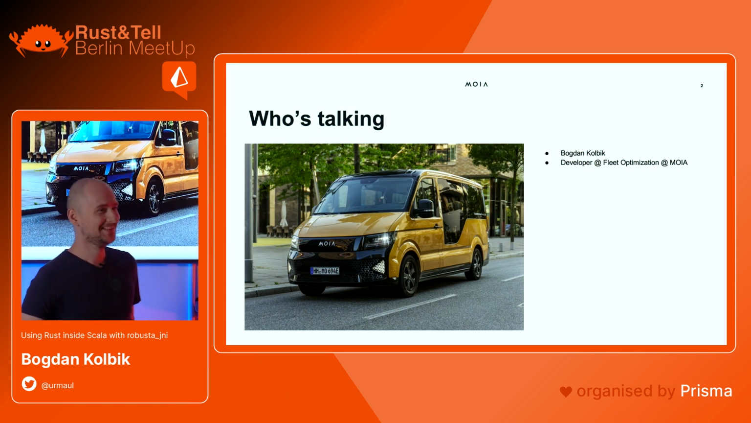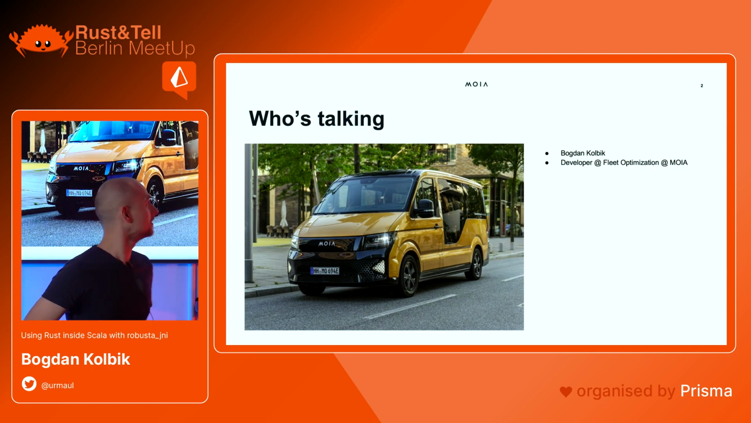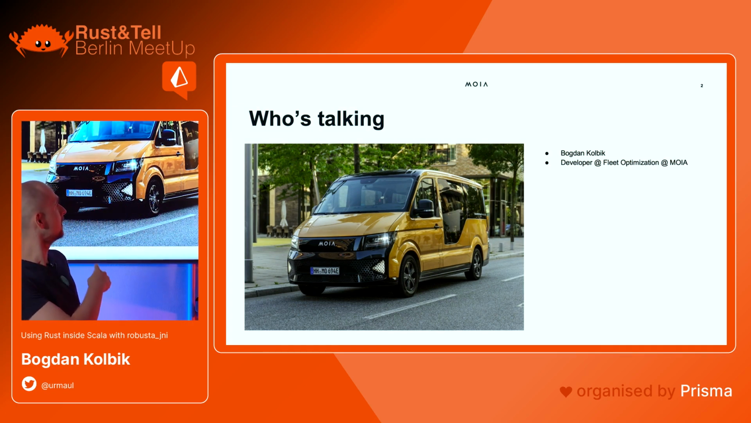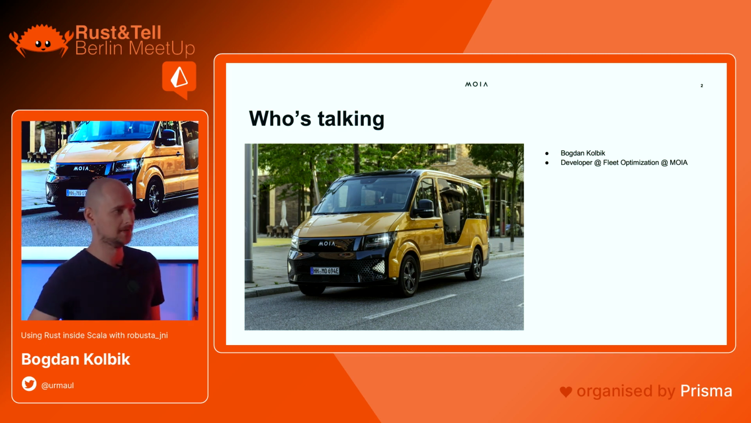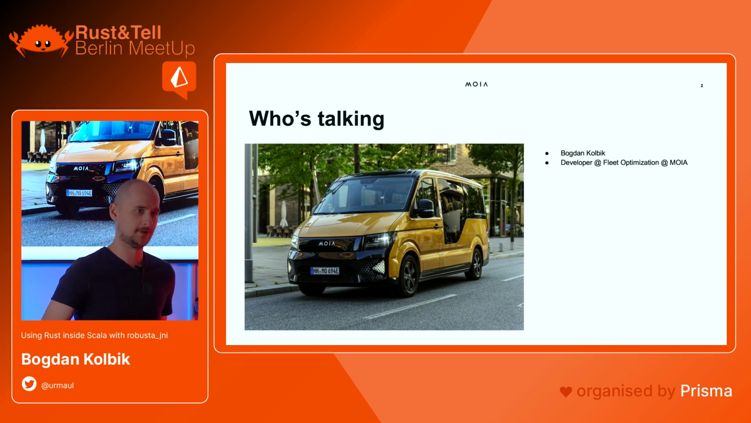And Moya is a ride-sharing service. We drive these big golden vans. Probably you've never seen them, because right now they are only driving in Hamburg and Hanover. But we also have an office in Berlin, and that's where I work, and that's where you can work also.